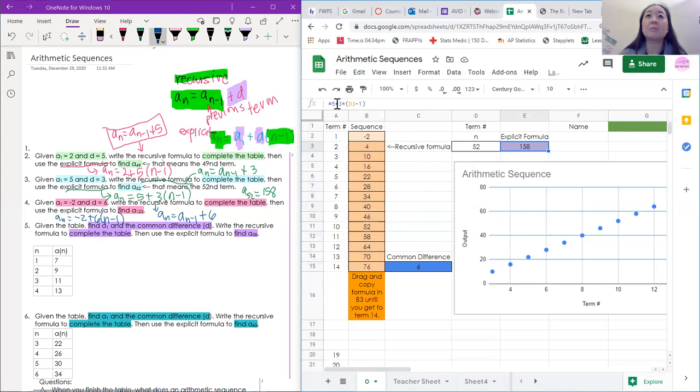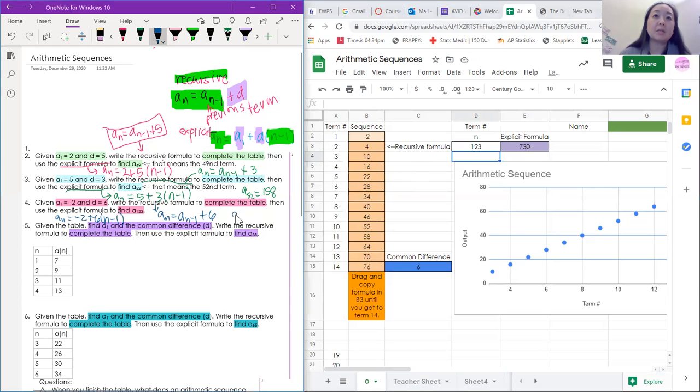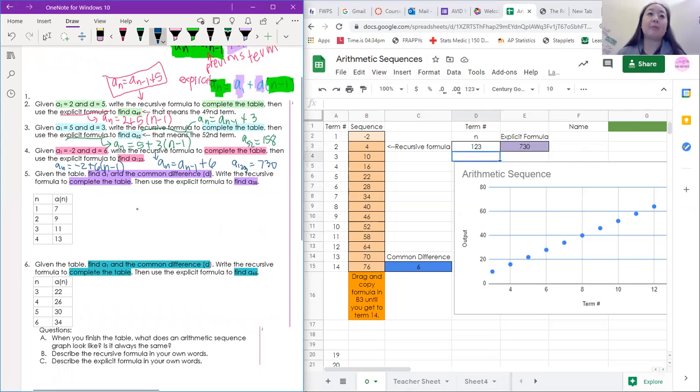So we're going to change the first term, which is now not 5, but -2. And instead of being 3, it's going to be 6. And everything else stays the same. And we want not the 52nd term, but the 123rd term. So a sub 123 is going to be 730. It's not too bad. It's kind of big. There we go.